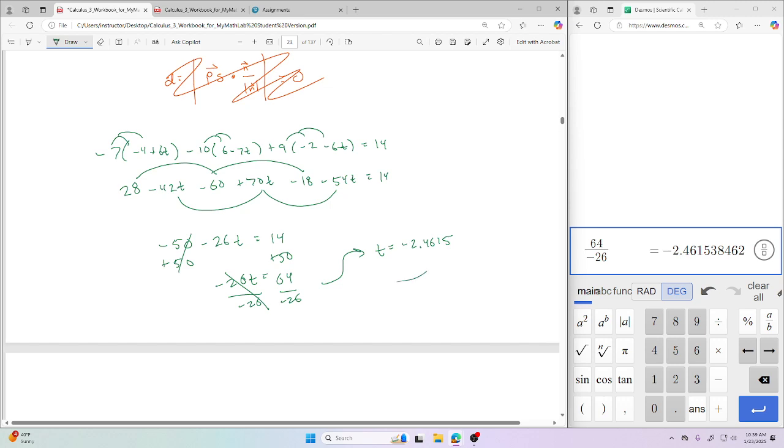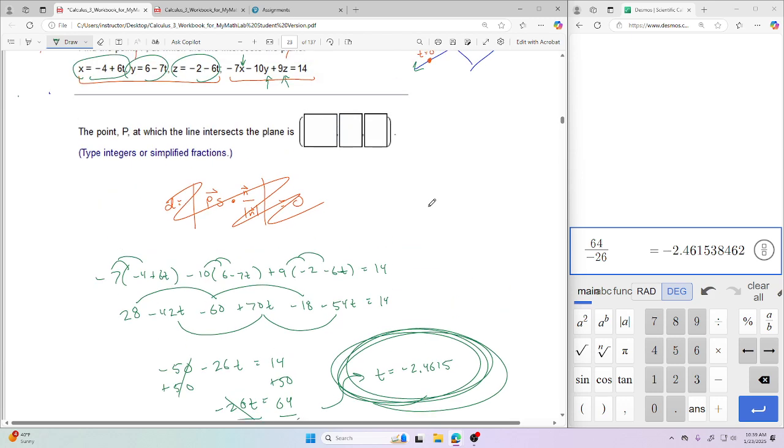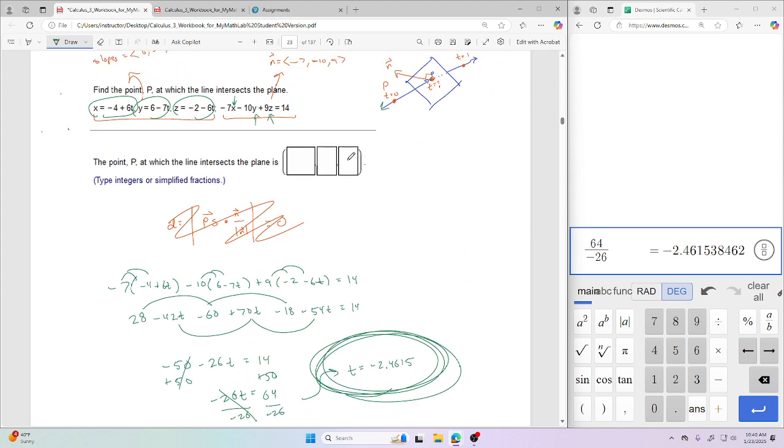So this is not the final answer. Remember that I was trying to solve for t. I want to zoom out here. I want to know where on the line it would be colliding with the plane, right? I was wanting to solve for t. It's not 0, it's not 1, it tends to be negative 2.46, whatever that is, right? But I need to have a point. What should I do with the t value? Plug it back in. Exactly.